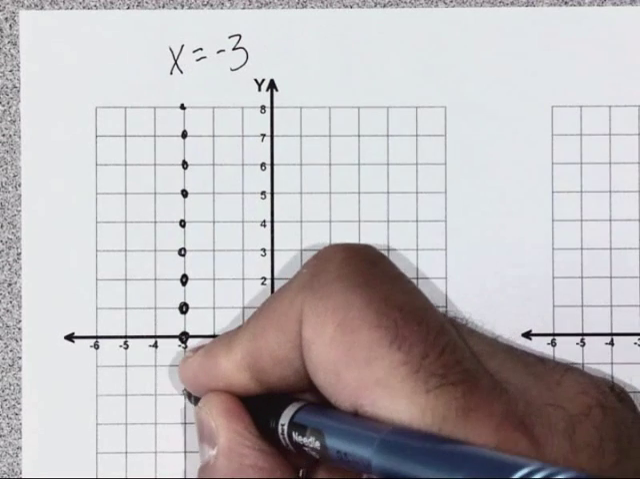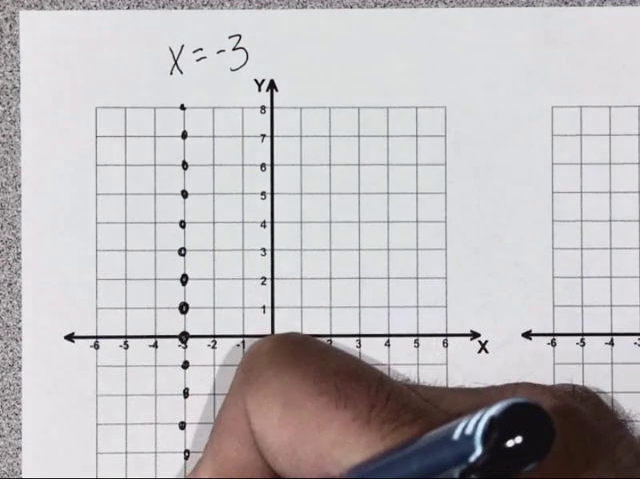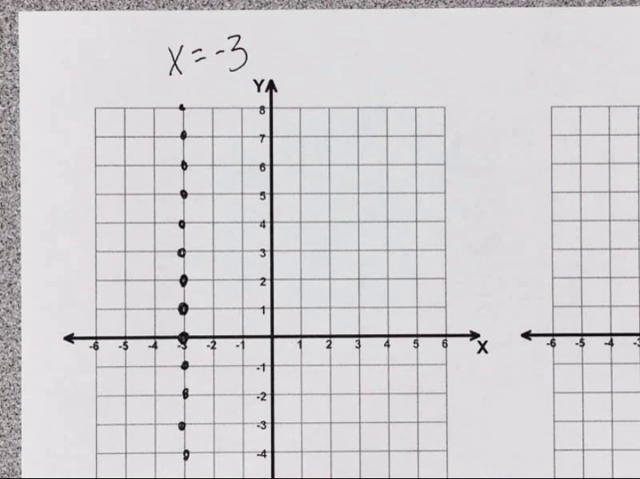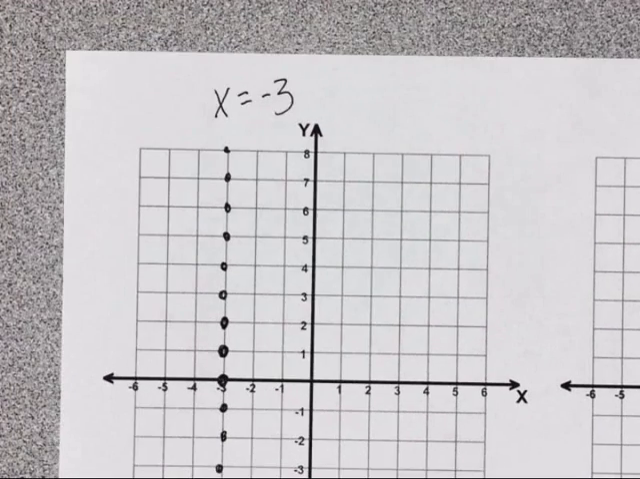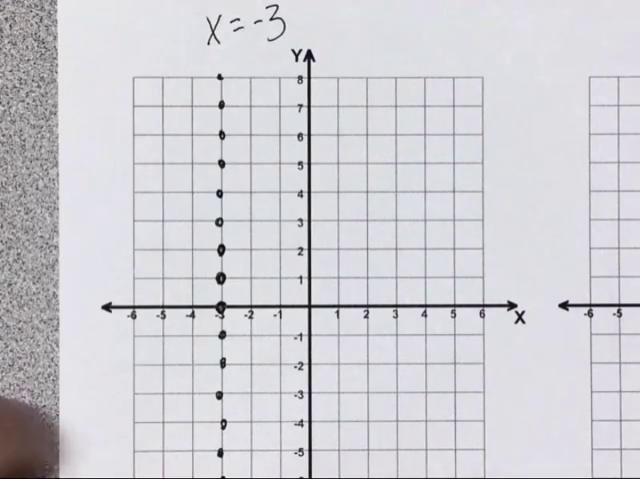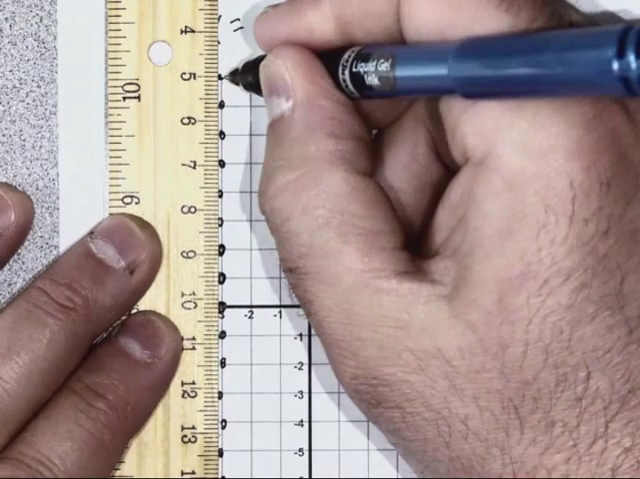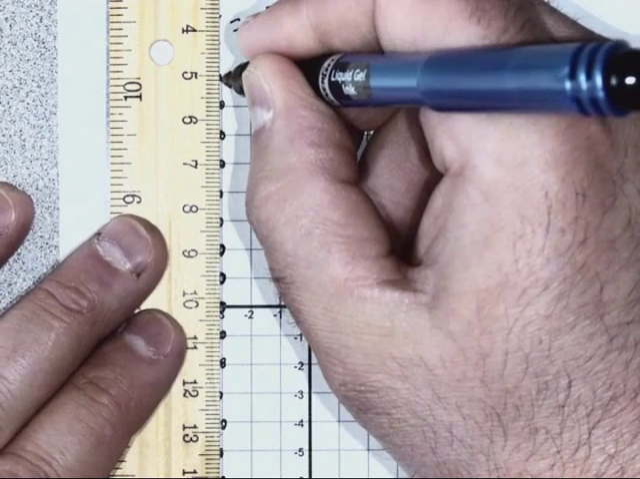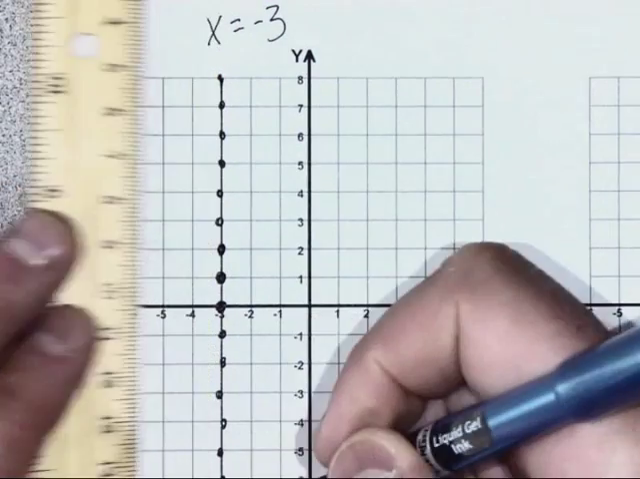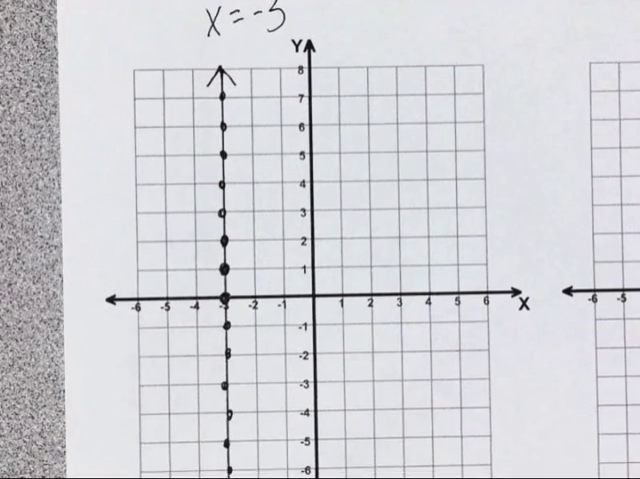As long as the x-coordinate remains -3, the y-coordinate can be basically anything, and that's still going to keep all of these ordered pairs straight up and down in a vertical line. And then that gives us the graph of this linear equation.